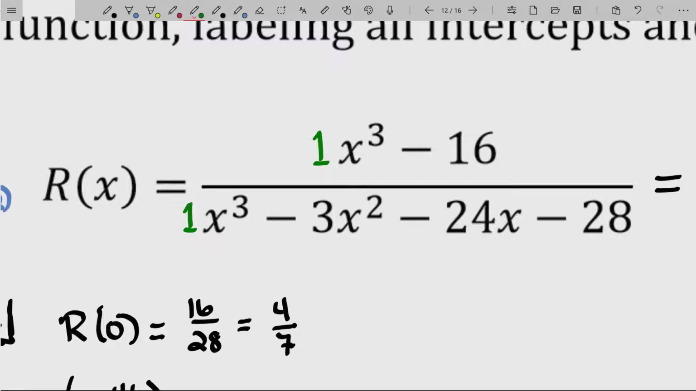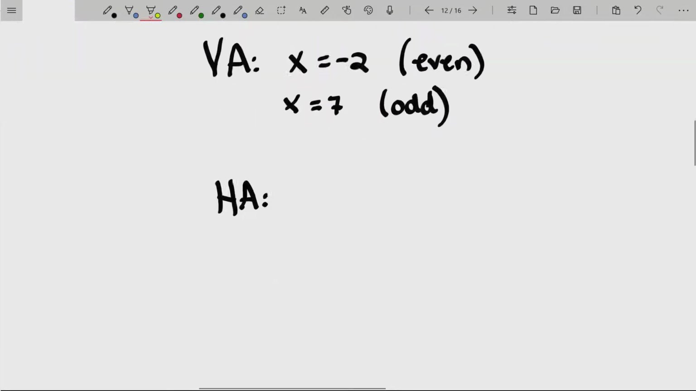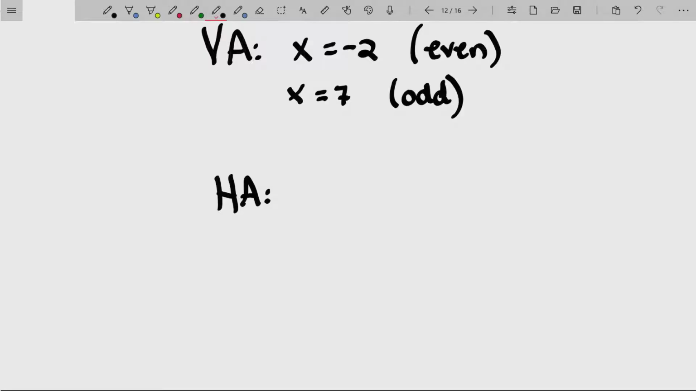The lead coefficient in the numerator is 1. The lead coefficient in the denominator is 1. And by the way, the degree of the numerator and the degree of the denominator match. Therefore, the horizontal asymptote is going to be y equals, because it's a horizontal line, y equals 1 over 1. I'll zoom out and then zoom back in down to the horizontal asymptote here and say we have a horizontal asymptote at y equals, I'll even write 1 over 1, but that's just 1.